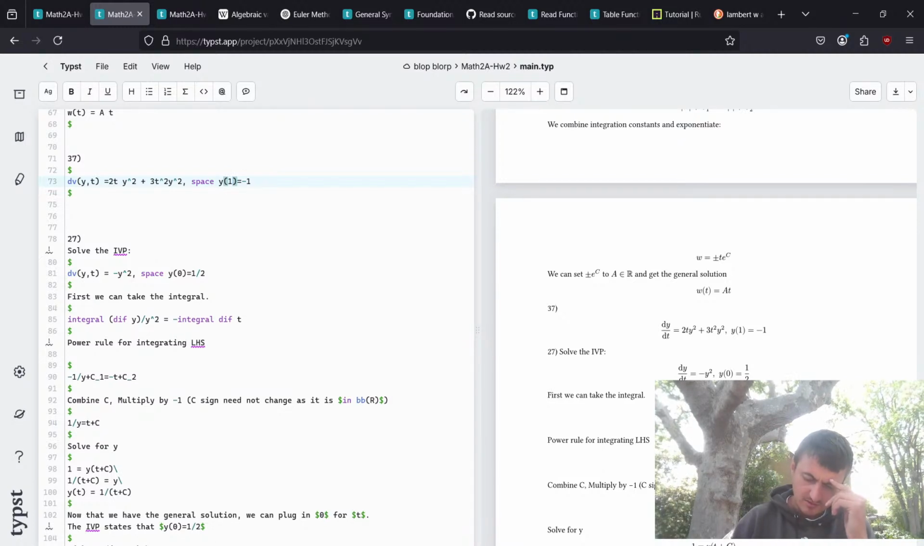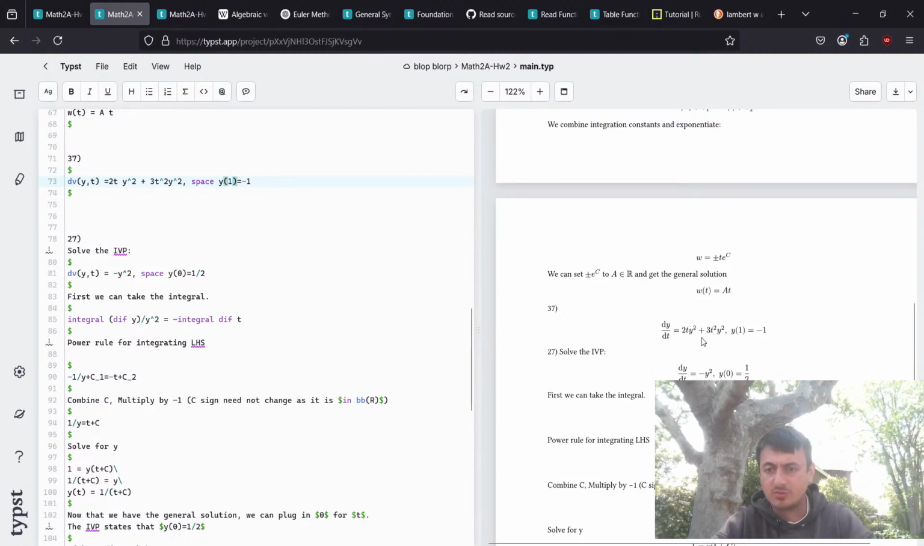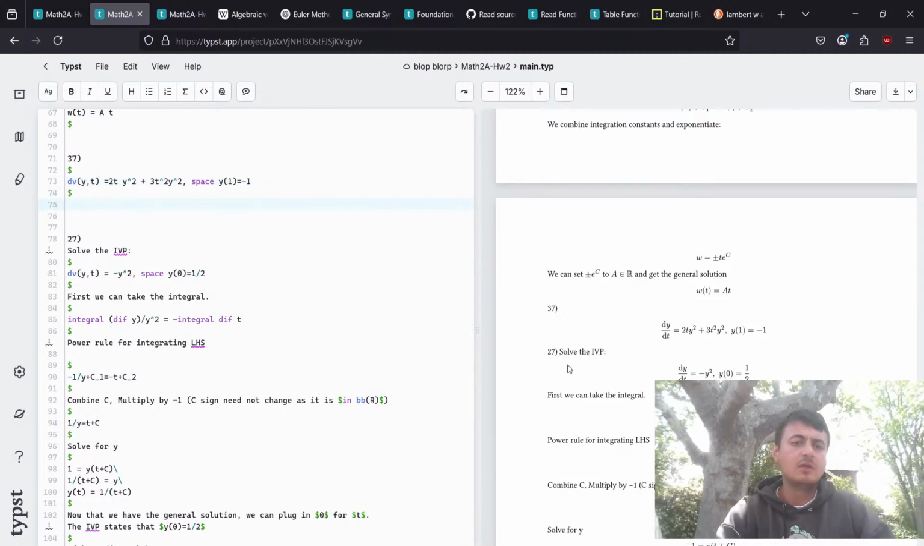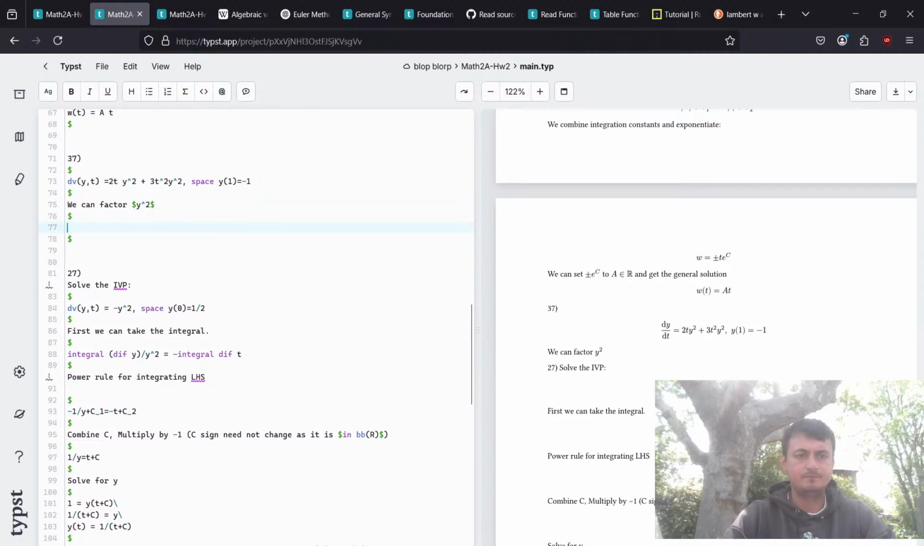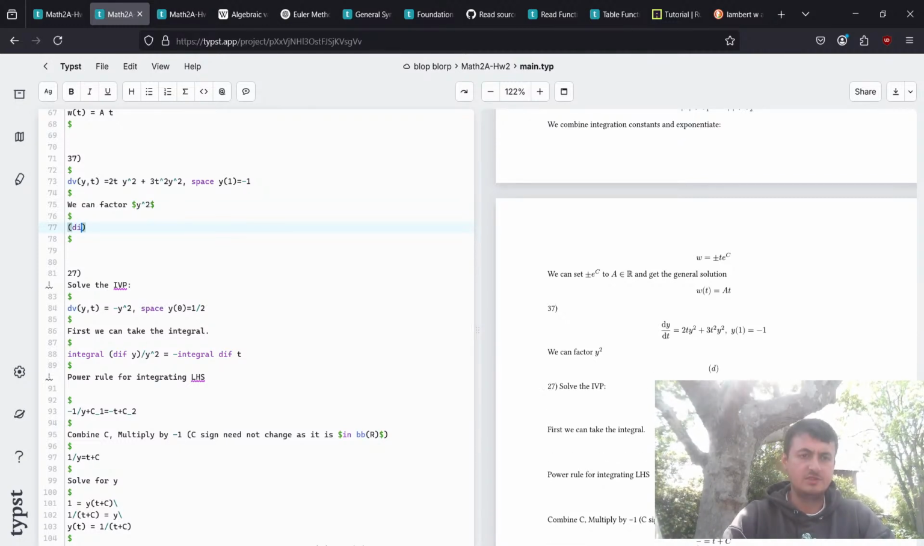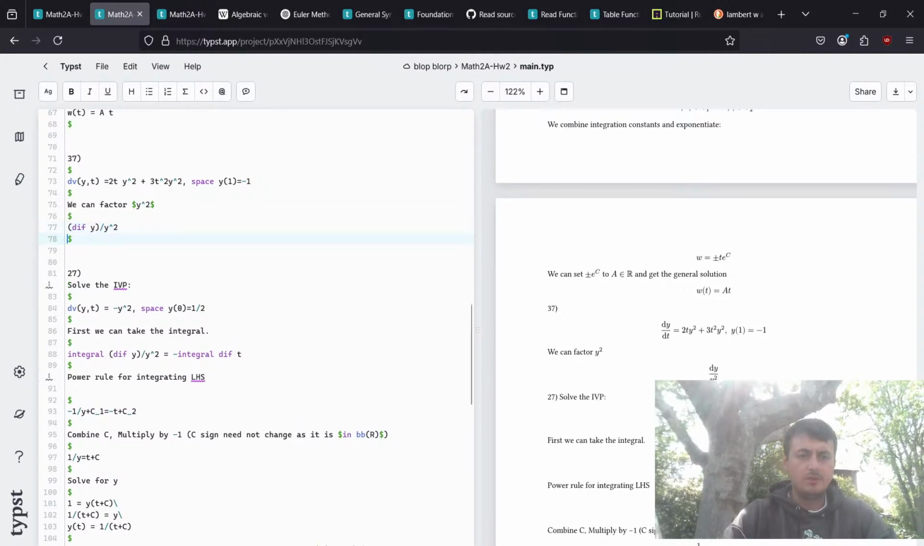Okay. So the idea here is you factor out the y squared, and then it becomes a separable differential equation, and you can integrate both sides. So let's just do it on here. We can factor y squared. dy over y squared is equal to 2t plus 3t squared.